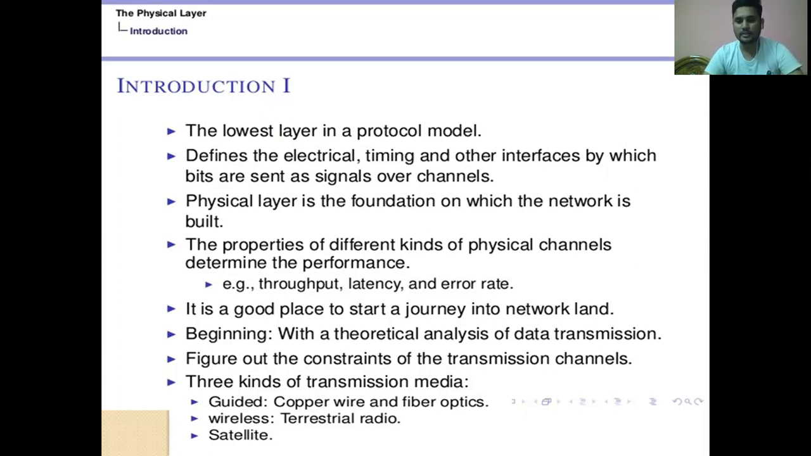So first, establishing the channel is the important criterion here. After establishing the channel, the data has to be transmitted in the way of signals. So the physical layer is a foundation on which the network is built. The properties of different kinds of physical channels determine the performance, for example, throughput, latency, and error detection. I think you guys know throughput means how quickly it has to be transmitted.